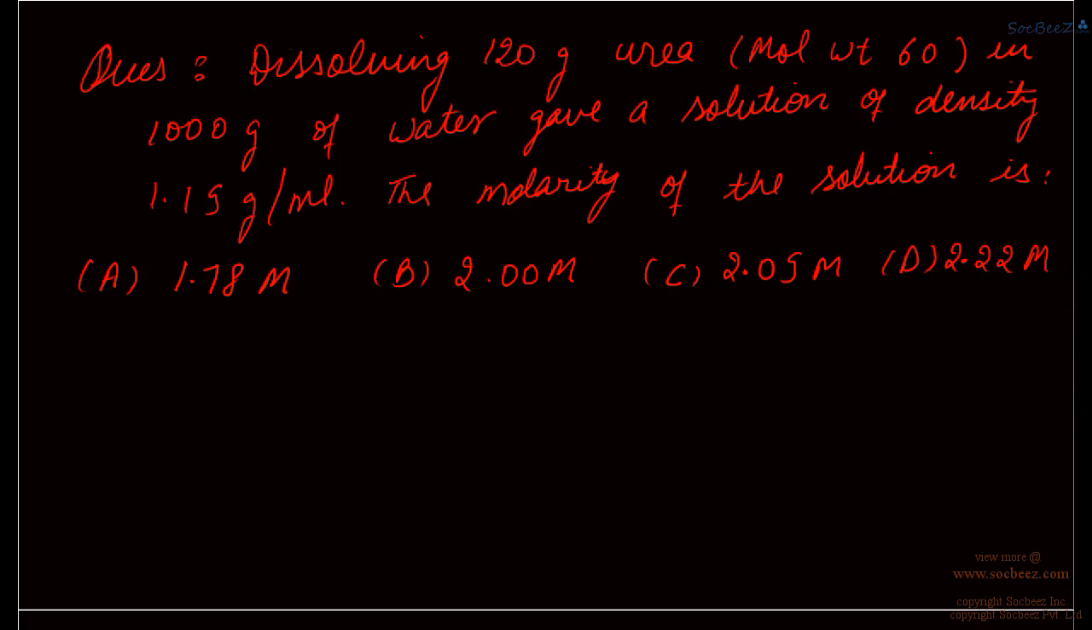The problem says that dissolving 120 gram of urea in 1000 gram of water gave a solution of density 1.15 gram per milliliter. We are asked to calculate the molarity of the solution. We are given the density, the mass, and the amount of solute that has been used. To calculate molarity, we want the mass of solute, which we are already given, and we want the volume of solution. The volume of solution we are not given, but we are given the mass and the density. Therefore, from here we can calculate the volume of solution, and when we get the volume of solution, we can get to the molarity. So this is a very easy question to attempt.